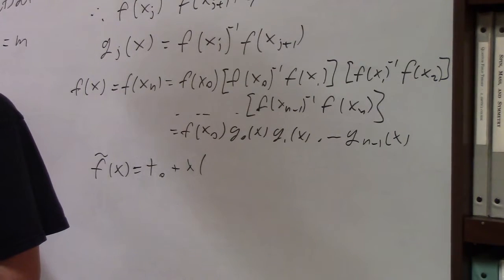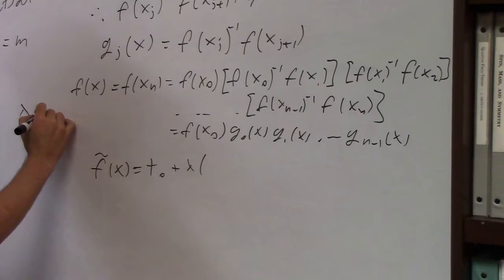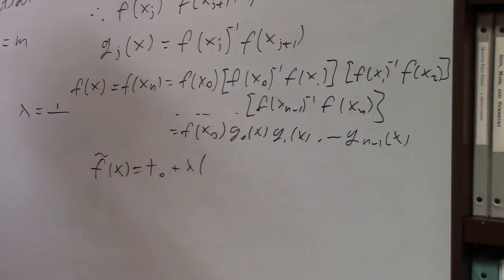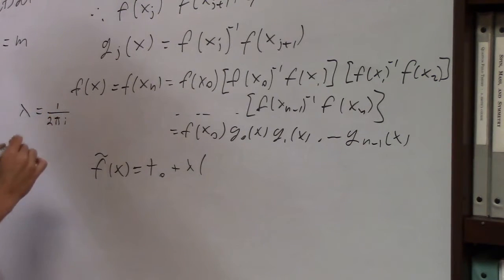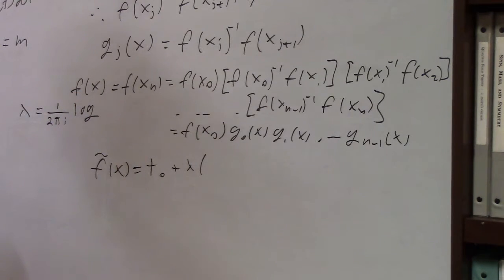So has this given you any new ideas about finding logs over algebras, Nathan? I haven't thought about that yet. Okay. 1 over 2 pi i. This is some sort of grand glorious pseudo log construction.